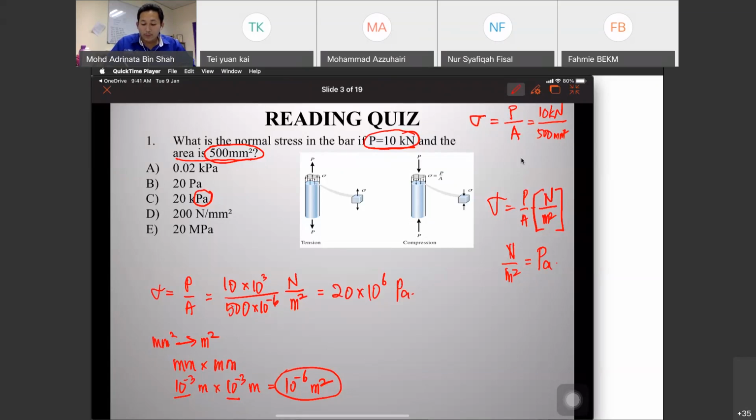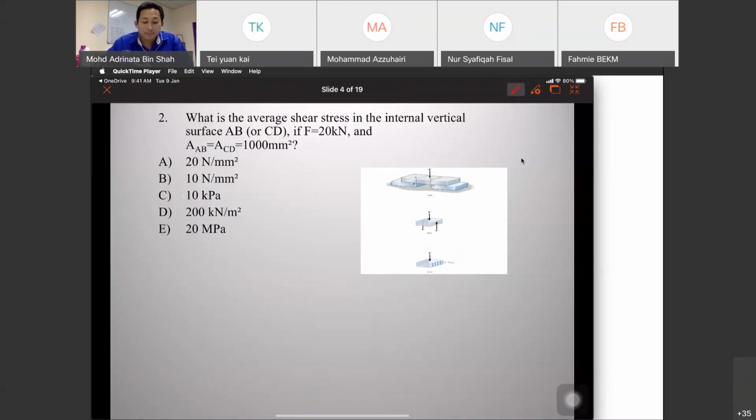So 20 kali 10 kuasa 6 Pascal sama dengan N, 20 megapascal. Okay, so area dia kita tahu. So ini area yang diberikan adalah area ni. Okay, so next question. Ada soalan tak yang ni? Sebelum kita belajar ni, ini just bagi tahu, mana tahu ada yang dah baca.